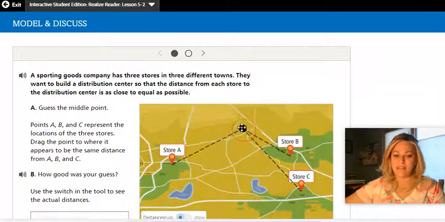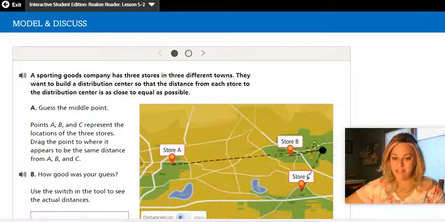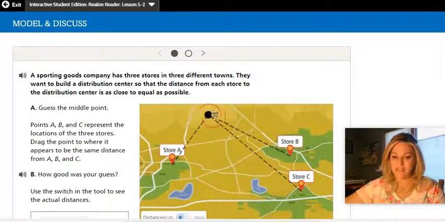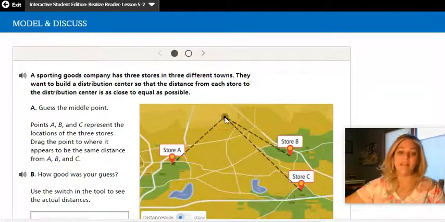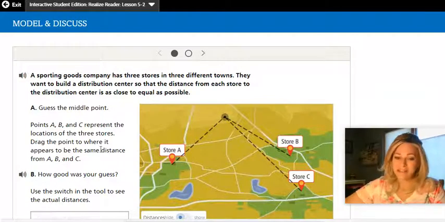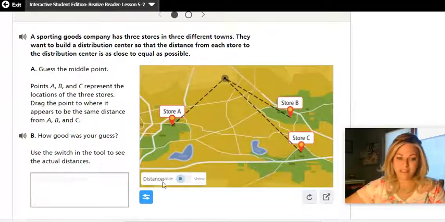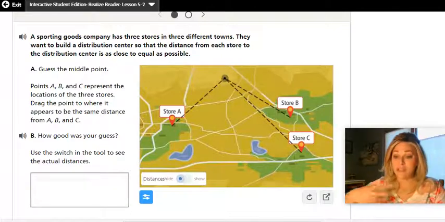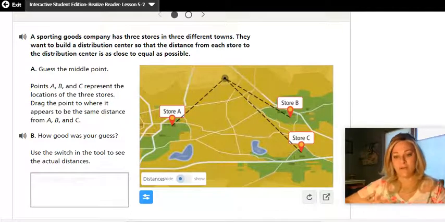So this moves, and you can manipulate this. You're trying to figure out where this distribution center should be so that it's equidistant, or the same distance, from each of those 3 stores or those 3 towns. So how good do you think your guess is? And what you can do is there's a little click right here. You can click and show. It will show you your distances, and you can see how good your guess was.